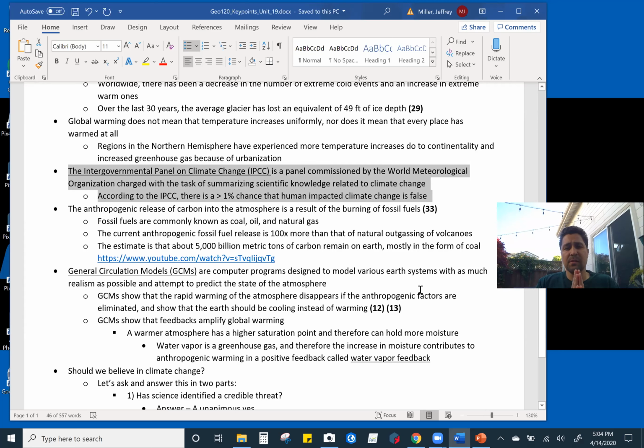Okay, this is a long one. There is a group called the Intergovernmental Panel on Climate Change, or IPCC, a panel commissioned by the World Meteorological Organization, charged with the task of summarizing scientific knowledge related to climate change. So that is really the most collective scientific resource that we have across the entire world for what's happening with climate change everywhere.